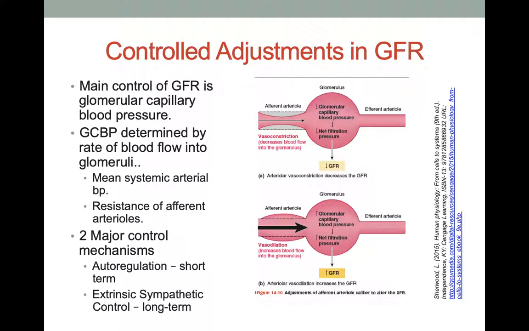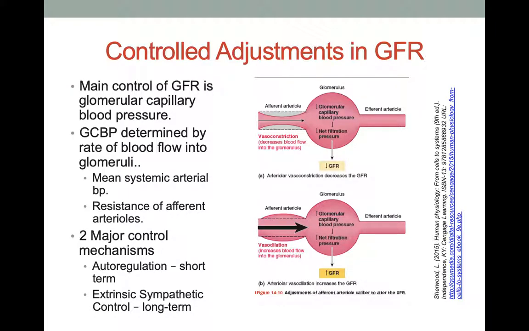Now, controlled adjustment of GFR is a little different thing. Again, we're going to go back to the glomerular capillary blood pressure here, and we can control that to adjust GFR to suit the body's needs. If all other factors are constant, as the GCBP rises, so will the filtration pressure, and thus GFR is going to increase. The magnitude of this change depends on the rate of blood flow within each glomerulus.